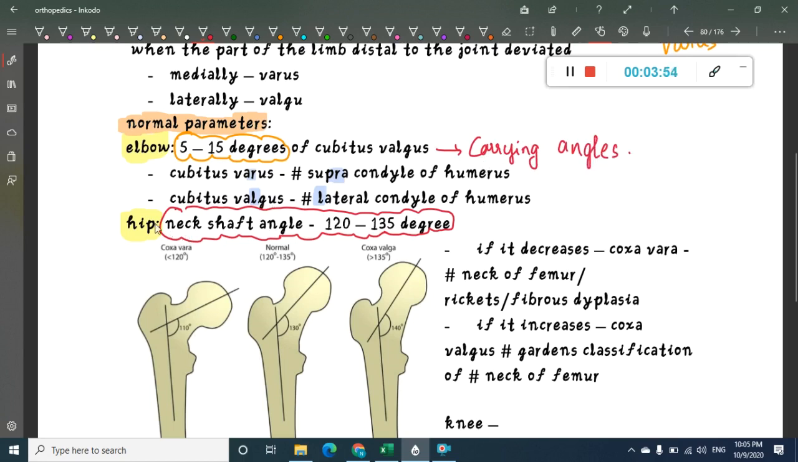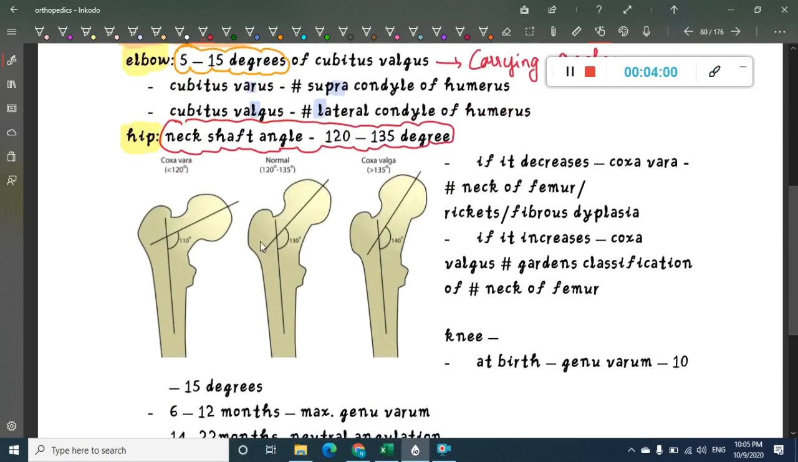Anyways, in hip joint we have neck shaft angle. This is the axis of the neck, this is the axis of the shaft. The angle between the axis of neck and axis of shaft is called as neck shaft angle. Normally it is between 120 to 135 degrees. If this neck shaft angle decreases, then we call it as coxa vara. When do you call something as coxa vara? If the neck shaft angle is less than 120.